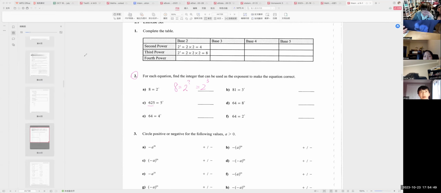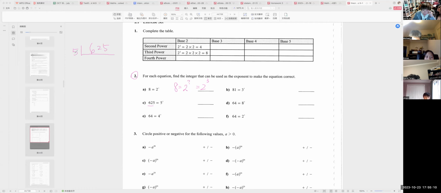So how are we going to do this one? We're going to do it using short division. So 625 divided by 5. They just want to know 625 equals how many 5s multiplied together, correct, Emma? So all we need to do is find the factors of 625. How many 5 factors does 625 have?